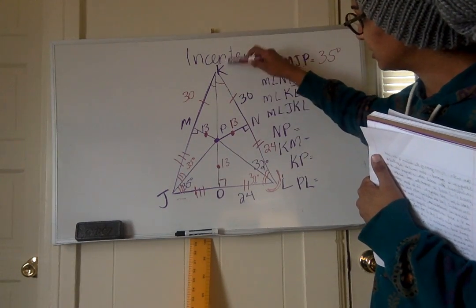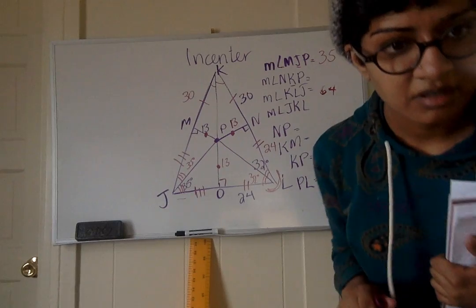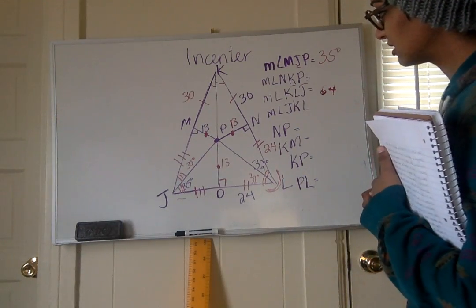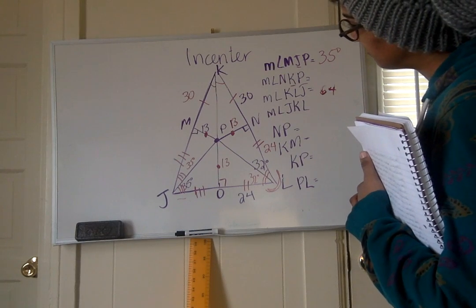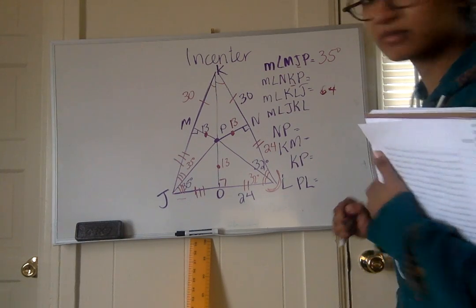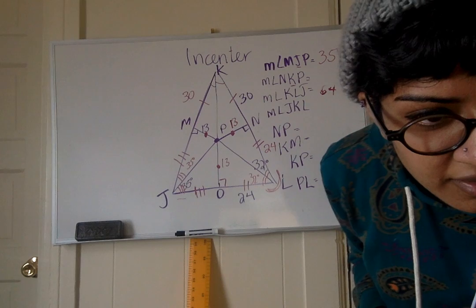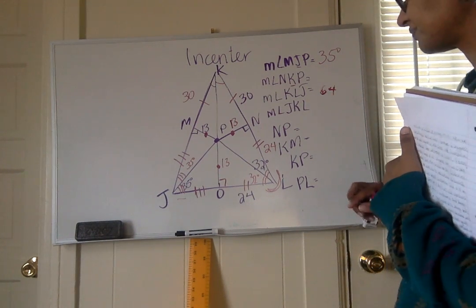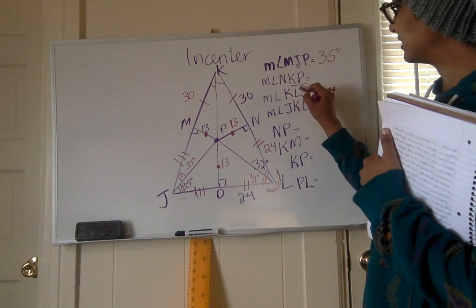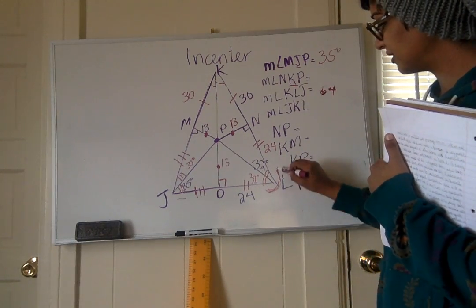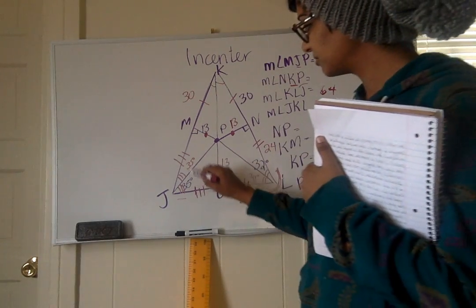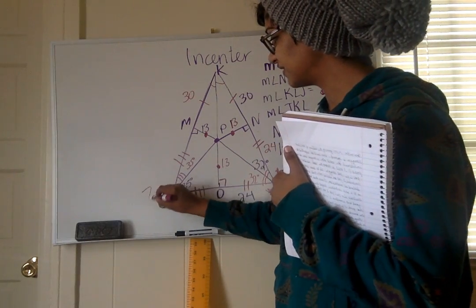Where's NKP? Do we know this one yet? Do I have anything for that? Don't have anything for that yet. We'll get to it. Did I give you anything? Yes. Okay. In order to find NKP, I have this angle right here, that's 64. This angle right here, 35 plus 35 is 70.